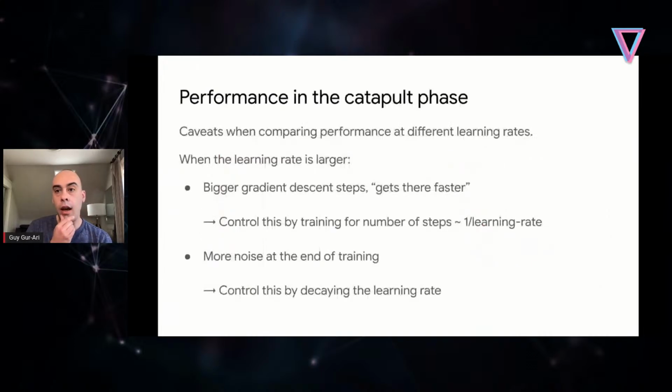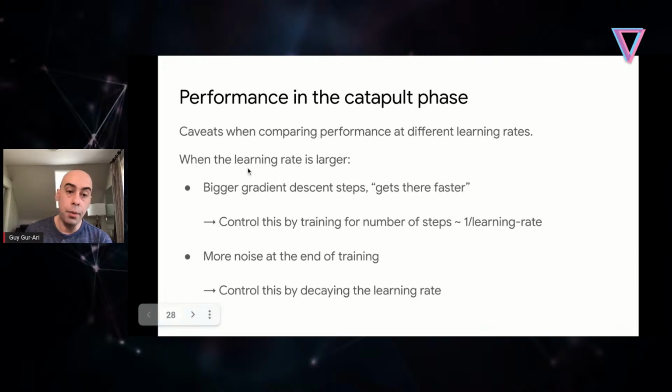All right. And the last comparison, and maybe the most interesting comparison, is how well do these networks perform in the catapult phase? So is it true that it's a good idea to train networks in this narrow window of learning rates? Is that where we get the best performance? There are some caveats when we do these experiments. We need to be careful when designing these experiments to make sure that the comparison is fair. And there are two effects I want to point out here, because we're going to be comparing performance across different learning rates, and there are confounding factors that we need to control for.